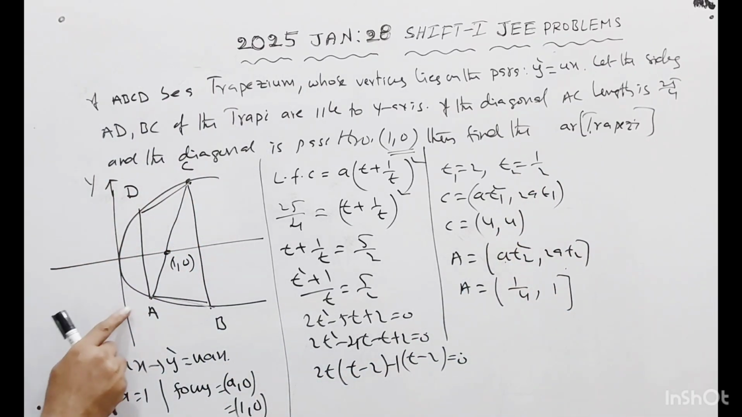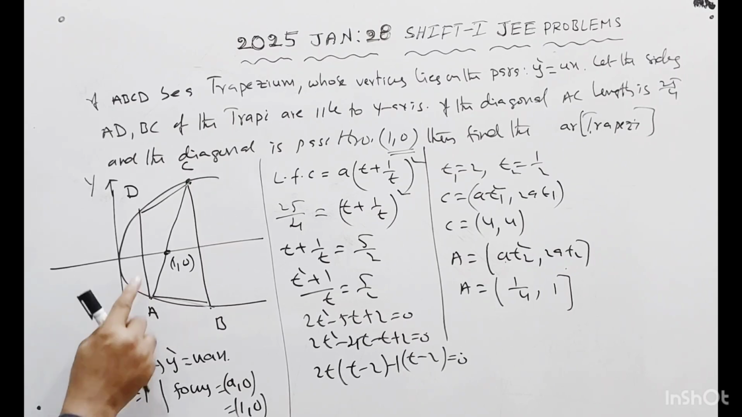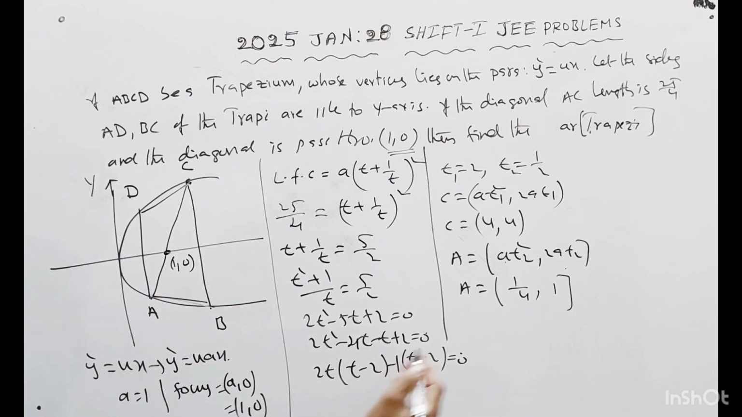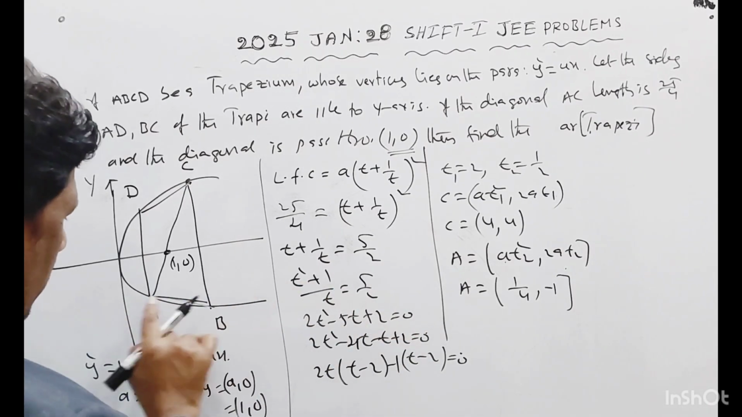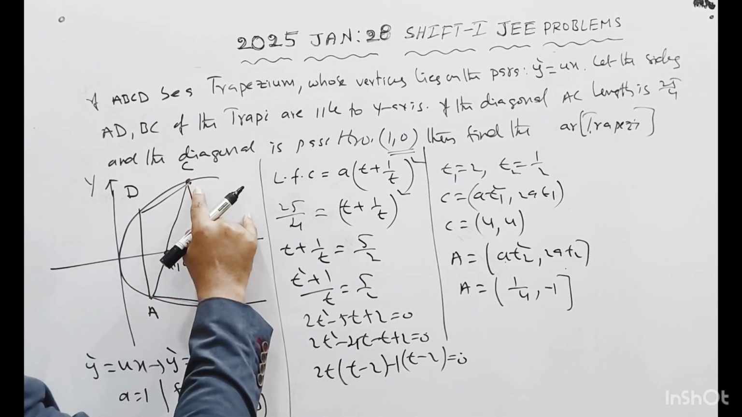But point A belongs to which quadrant? The fourth quadrant. In the fourth quadrant, x value is positive and y is negative. So this is minus 1: (1/4, minus 1). So I got the A point, and I got the C point.